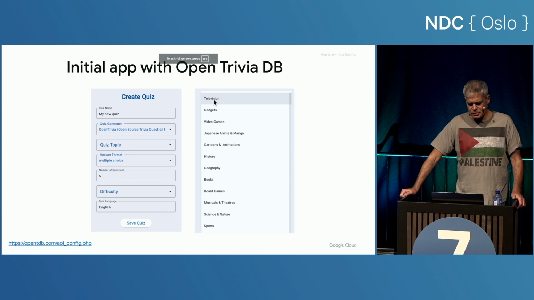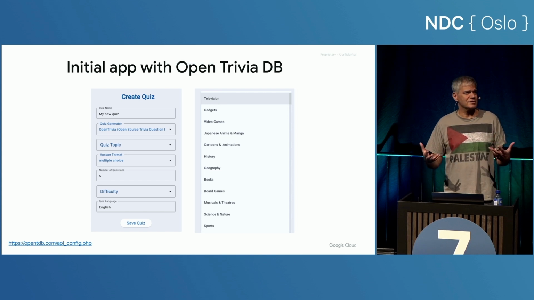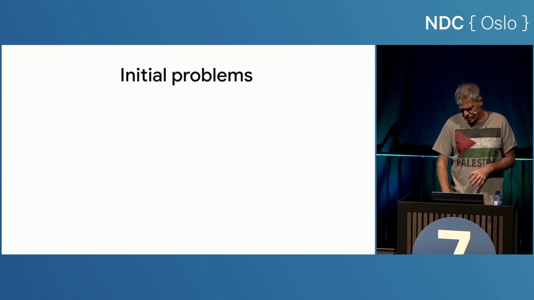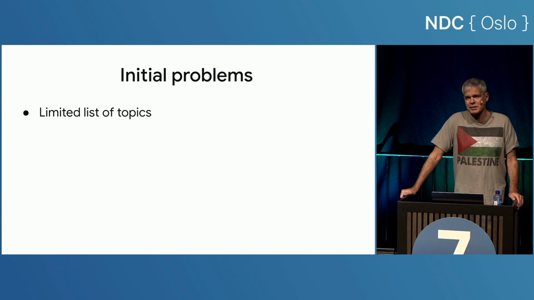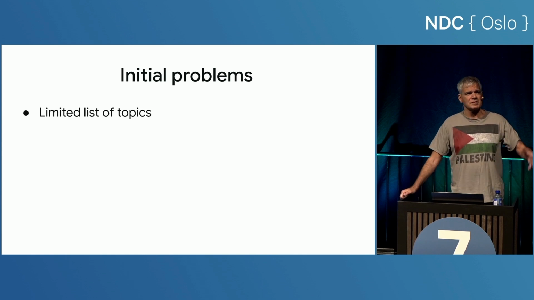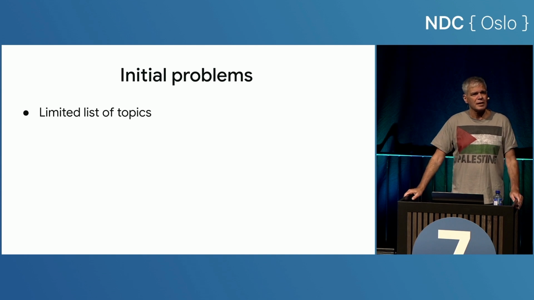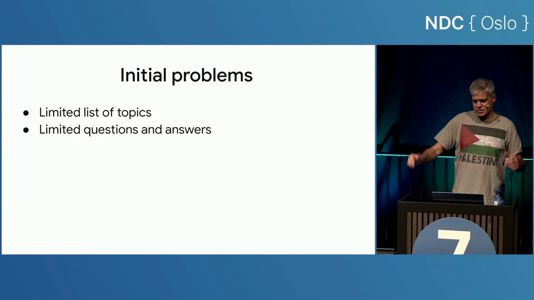And I was able to craft an app initially that essentially gave you access to all of the content in the Open Trivia Database. But there were some problems with this approach. I'm a bit of a perfectionist, and I didn't really like how this was turning out. There was a limited list of topics. If you noticed in that previous slide, there was maybe 25 or 30 categories, and that was it. And I wanted a much broader scope.